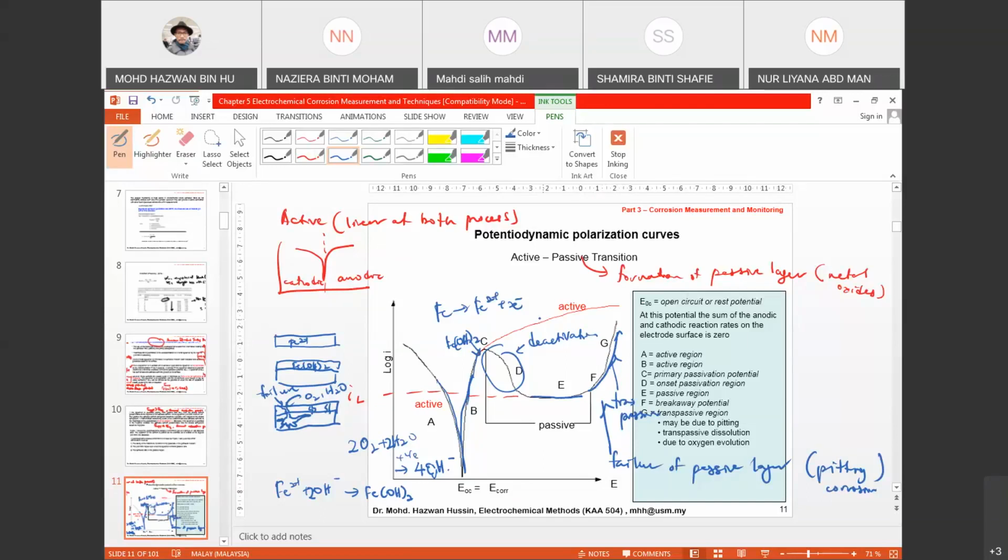But if there is no formation of passive layer, it is still active, then what you can observe is that it's still forming an active curve like that. Okay, any questions so far regarding this one? Anything that you are not clear?